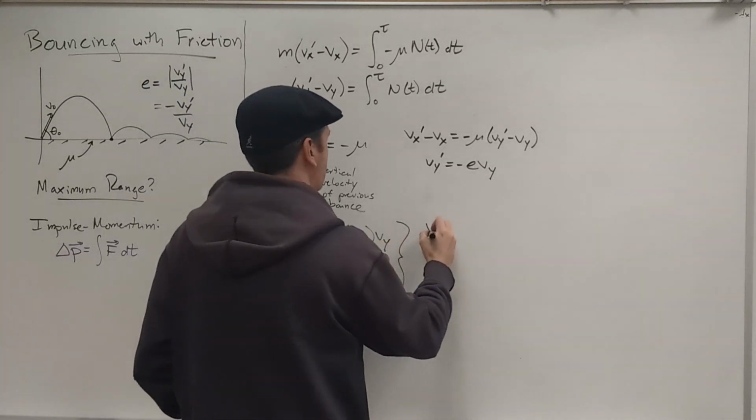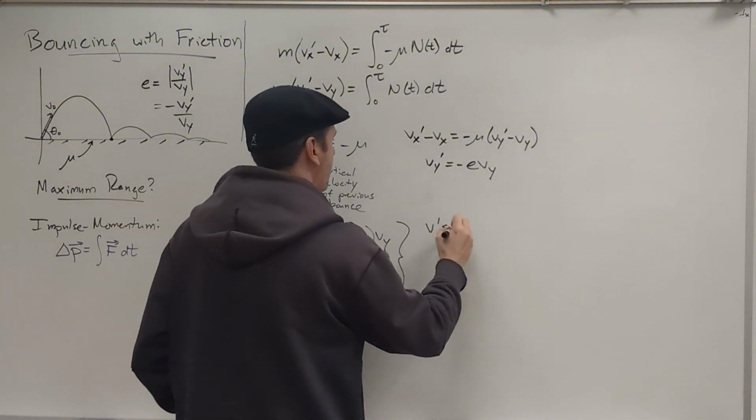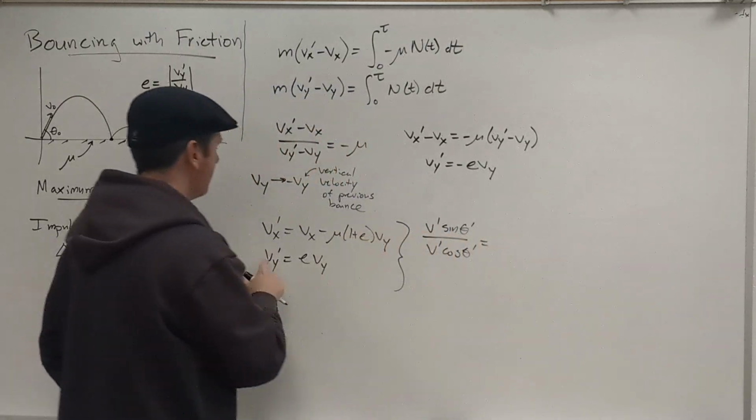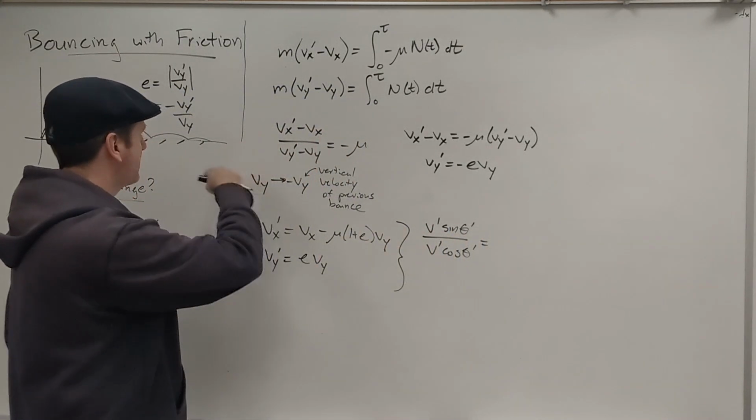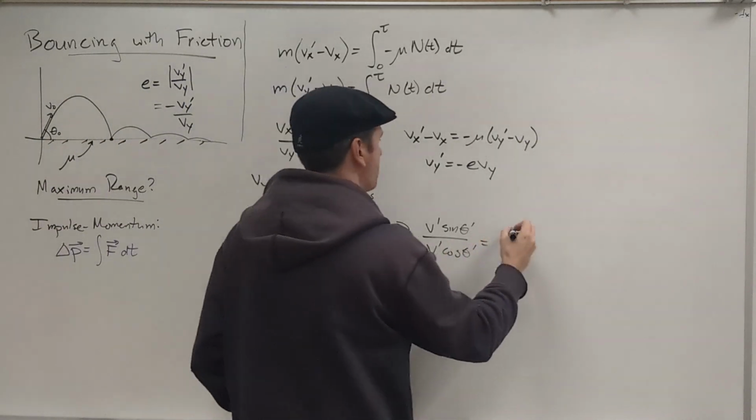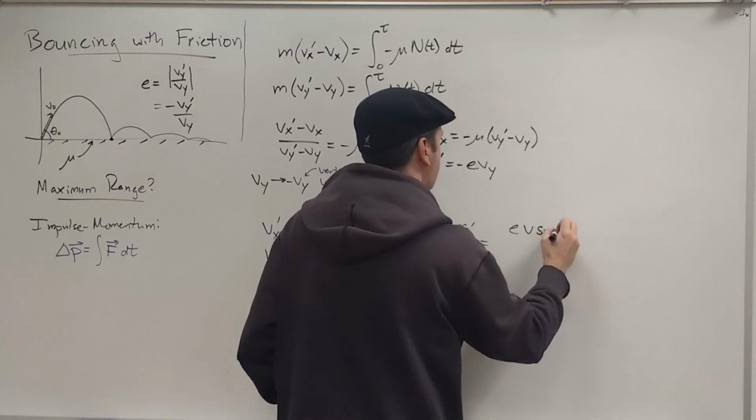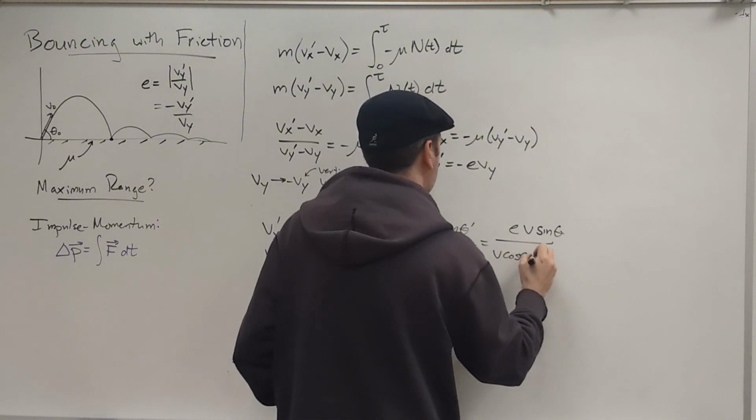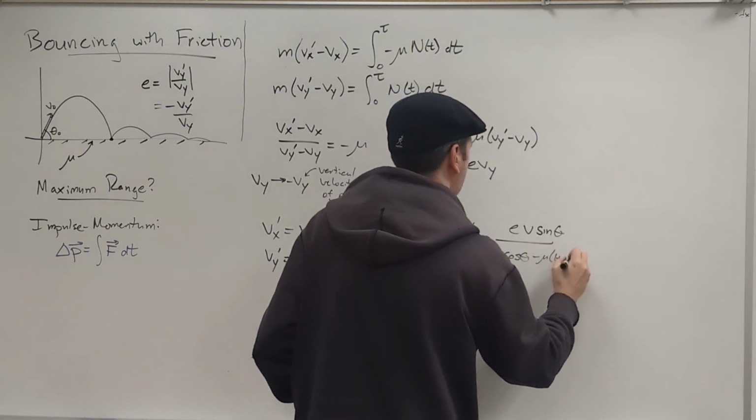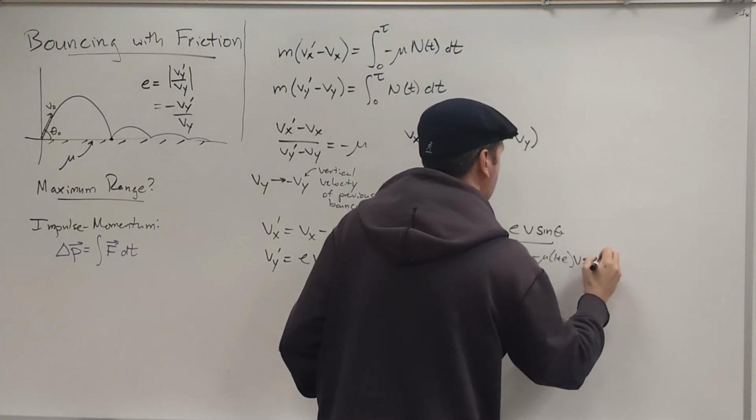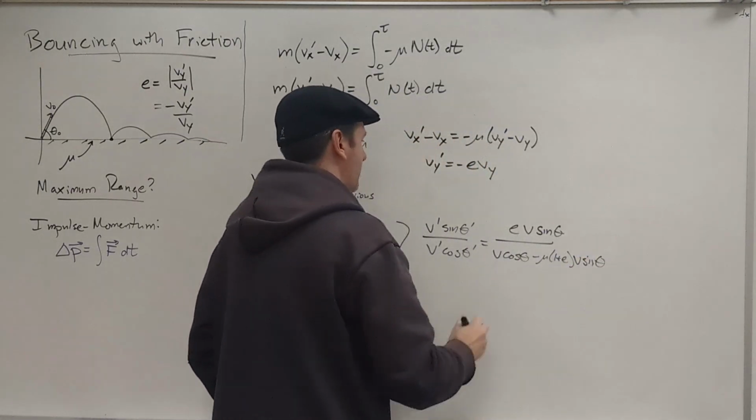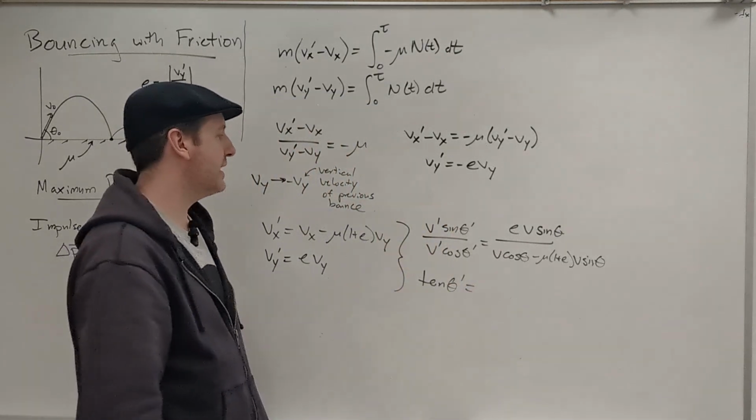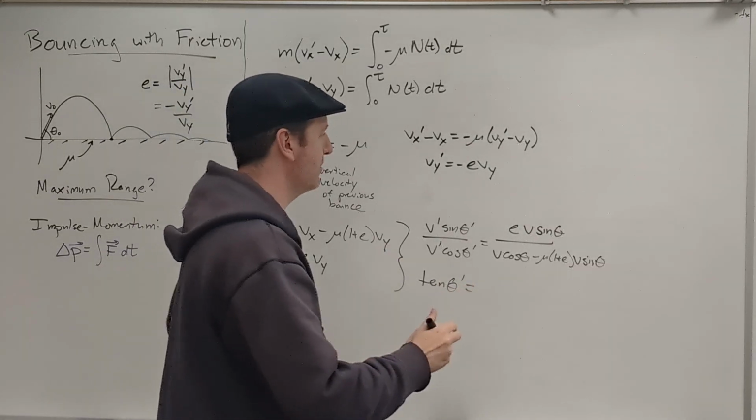Remember that this is going to be V prime sine theta prime over V prime cosine theta prime, where this prime just indicates the speed during this secondary bounce. And then on the other side, I'll have E V sine theta, so no prime here, divided by V cos theta minus mu times 1 plus E V sine theta. And what does that become? Well, the V primes cancel. I get a tangent of this new bounce angle.